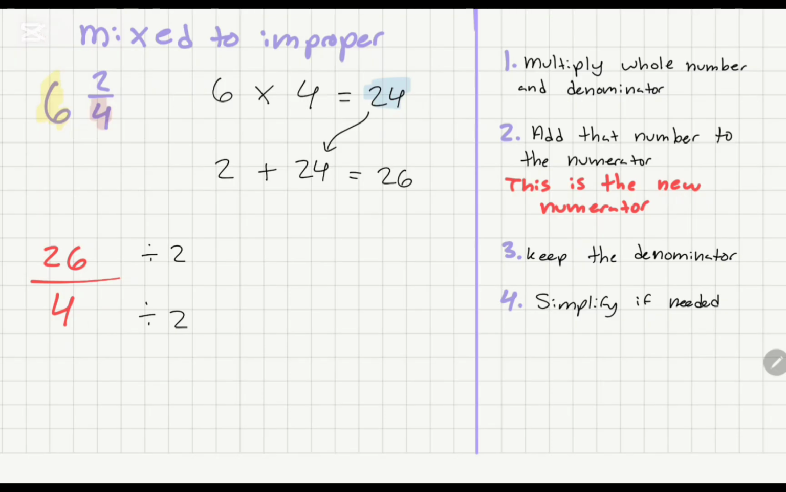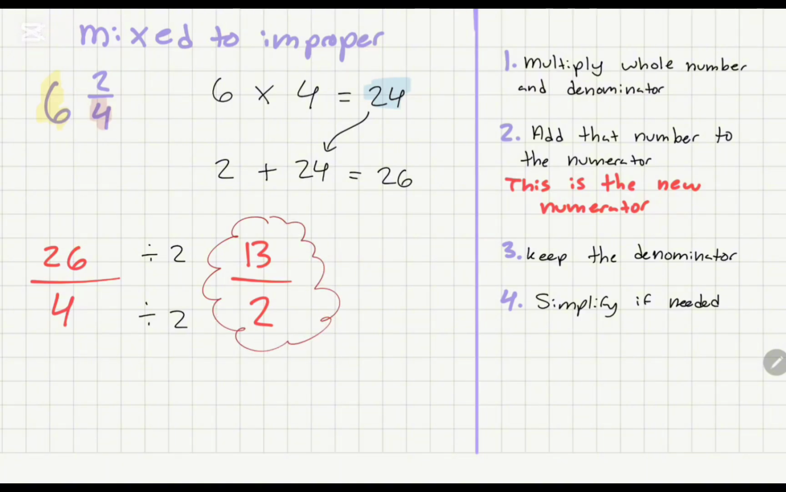All right, what is 26 divided by 2? That is 13 if you have a calculator handy, or you could just see what's half of 2, what's half of 6. And then what is half of 4? That is 2. Now, I know that there's nothing that I can divide 2 by and 13 by, so I know that we are done. So our answer is 13 over 2.